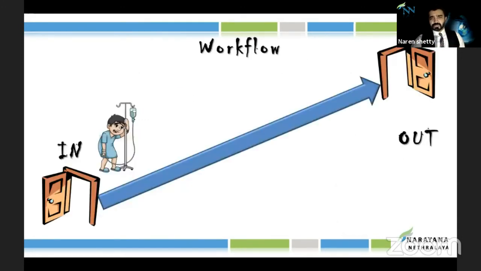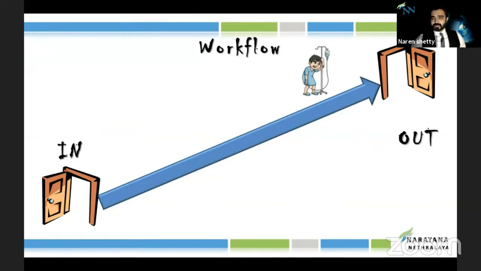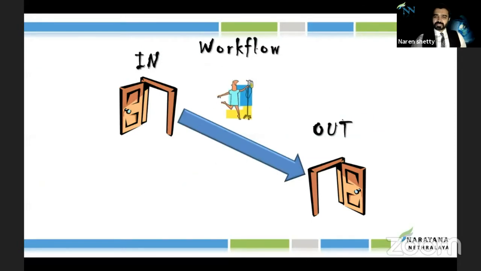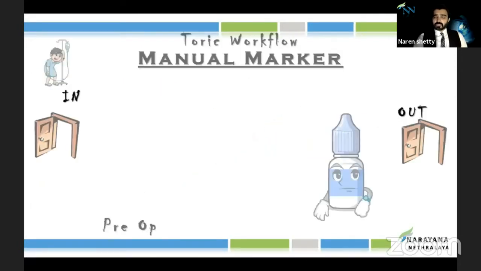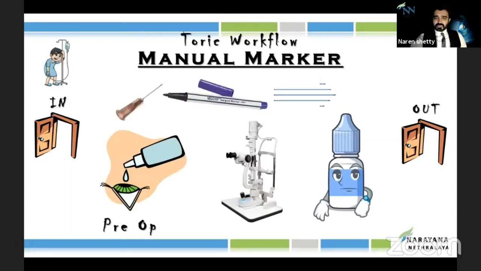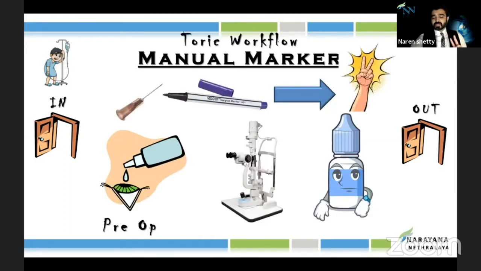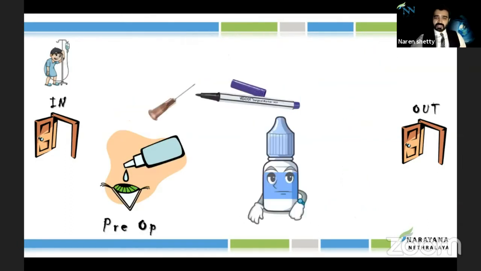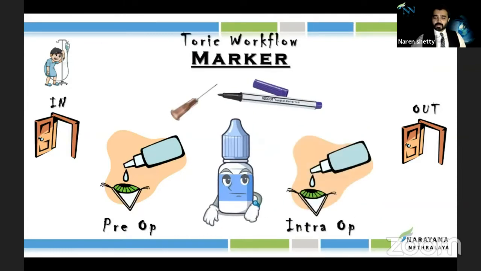Now let's get into the patient workflow. None of us want a patient flow to be long and inefficient. We want the patient flow to be short and sweet. Now let's look at a toric workflow for a manual marker. Now, as you all know, on the day of surgery, topical anesthesia is applied not just once, in fact, twice. That is once on the slit lamp and the second time in the intraoperative period.